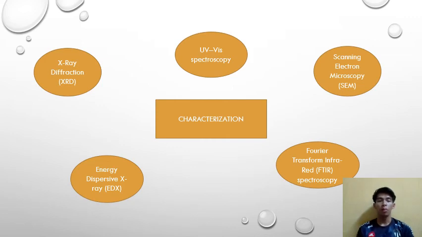Characterization. Zinc nanoparticle was characterized by means of UV spectroscopy for optical properties, scanning electron microscopy, SEM, for morphology, chemical structure by means of Fourier transform infrared, FTIR, spectroscopy, X-ray diffraction, XRD, for zinc nanoparticle pattern, and energy dispersive X-ray, EDX, for determining its elemental properties.